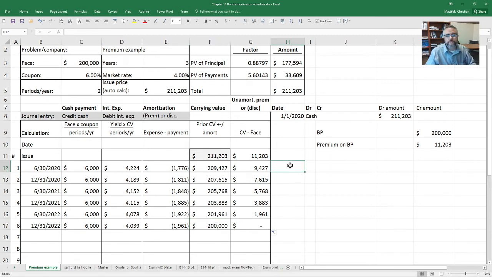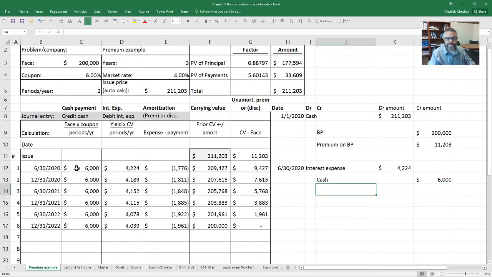Okay, so we already have our first journal entry. Let's do our first bond payment journal entry. So 6/30/20, we're going to make our first journal entry. So what are we going to do? We're going to debit interest expense. And how much interest expense are we recording in the first period? We're recording $42.24. We're also going to have a credit to cash. We are paying cash. We're making a $6,000 interest payment.